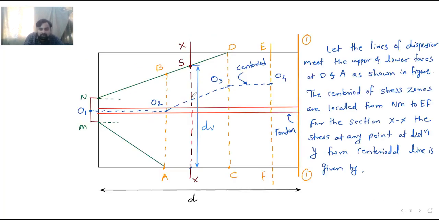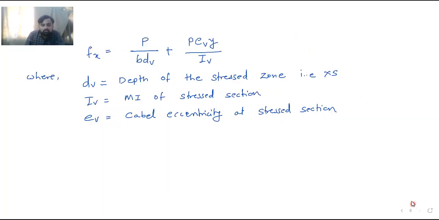So here, if you can see, this is the centroidal line. It is going at this point. We are considering this as the centroidal line. So whatever may be, this is the centroidal line. Here we are taking on this axis. Our point is there. This is the centroidal line. So from this centroidal line, whatever may be the eccentricity, that eccentricity we need to consider. Okay. So this is the eccentricity of the cable.